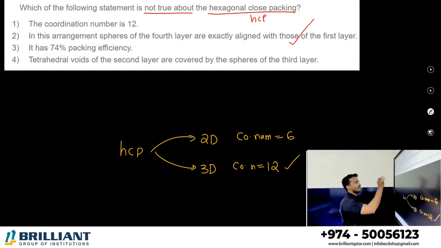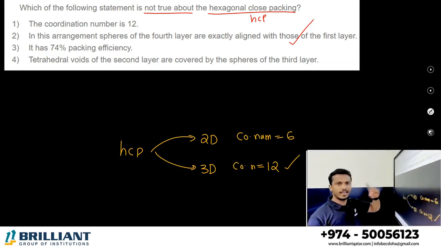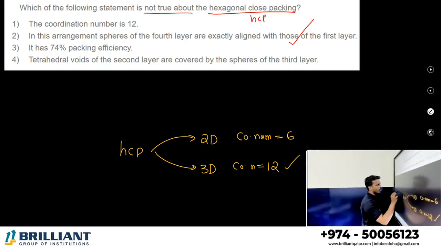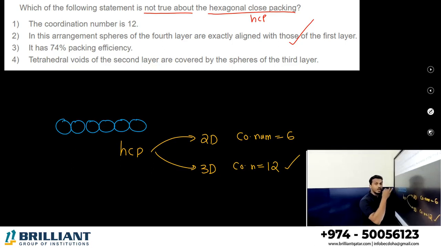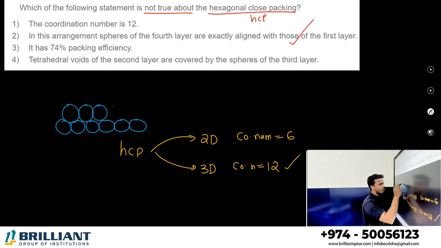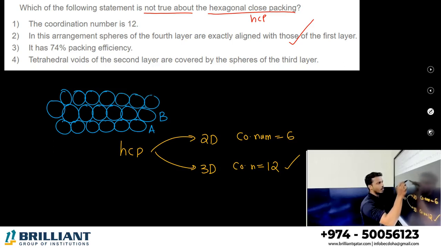Why? In option 2, when they say spheres of the fourth layer, they mean two dimension, while option number 4 means three dimension. Option number 2 is giving two-dimensional HCP. Because this is the first row, first row, one dimension. Let me take another row. To get HCP, the second row we arrange in the depression of the first row, here 1, 2, 3, 4, 5, 6, like that. If you name the first layer as A, the second layer is not similar, so it is B. The third row comes in the depression of the second row. It looks like an A row.